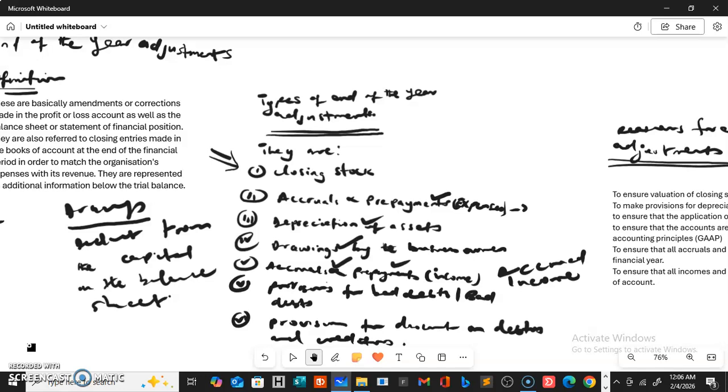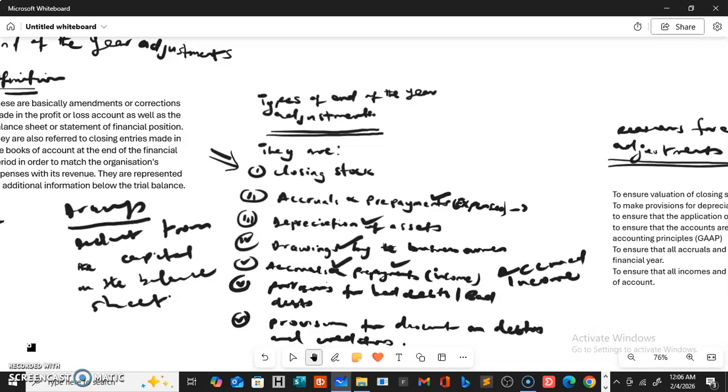The same thing applies to provision for bad debts or provision for doubtful debts. So we deduct from the profit or loss account as an expense, and also we'll deduct it from the debtors account in the balance sheet or statement of financial position.